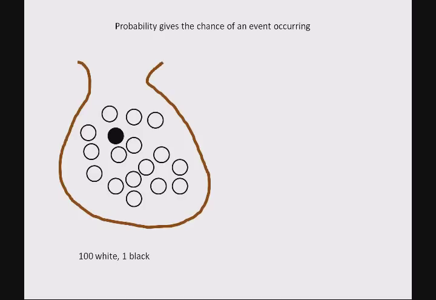So let's think of some simple examples of probability. Probability is simply the chance of an event actually occurring. So let's suppose we have a bag of balls, 100 white and 1 black. If we were to draw one ball out at random, then the chances that that ball was a white ball would be quite high. 99 times out of 100 we would get a white ball.